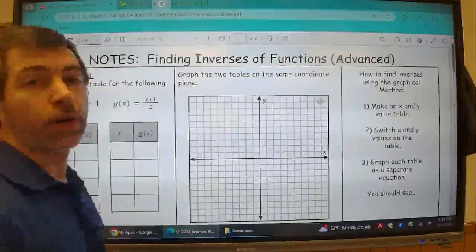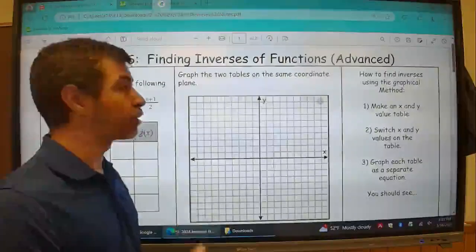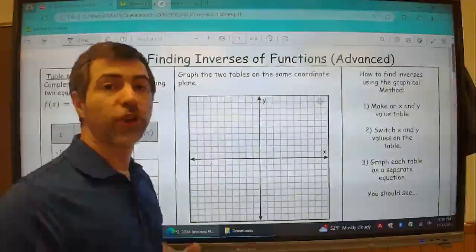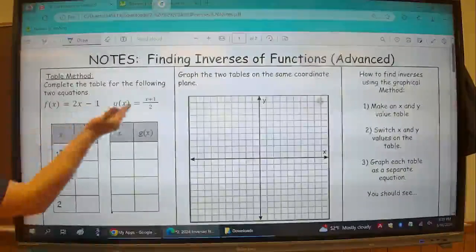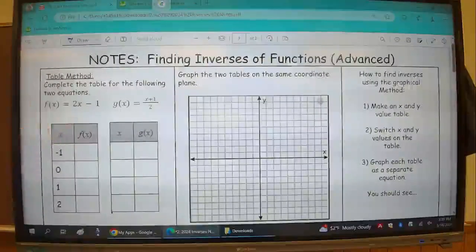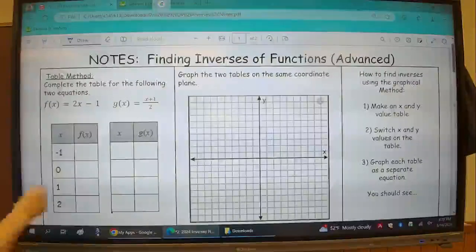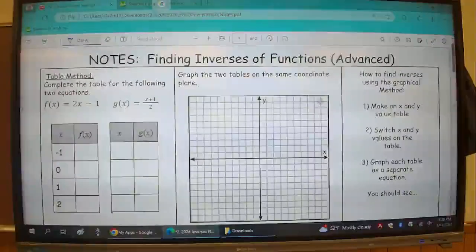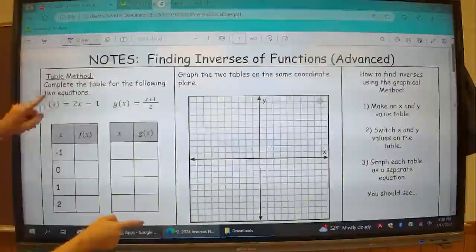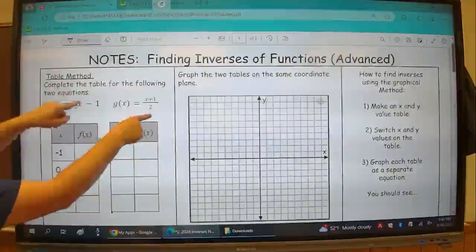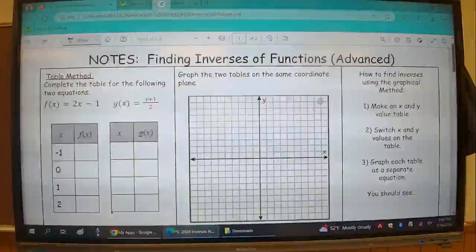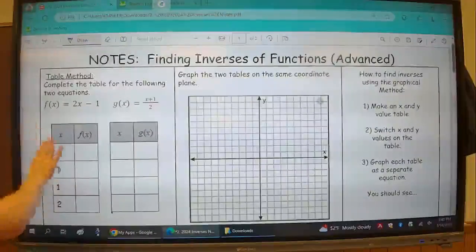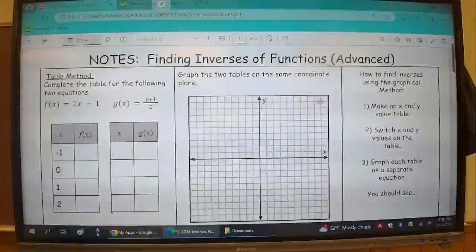And so that's the first thing we're going to do, is make some tables and show how two functions are inverse functions. So here are two functions. F of x is 2x minus 1. G of x is (x plus 1) divided by 2. You'll notice times 2, divided by 2, minus 1, plus 1. They both have inverse operations of each other.